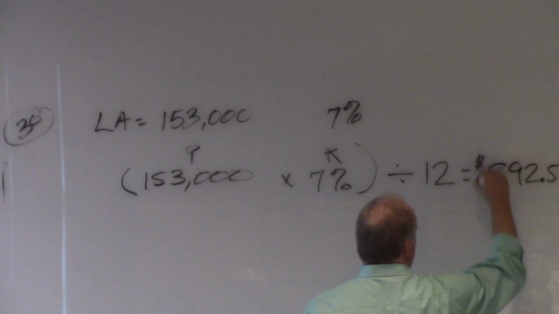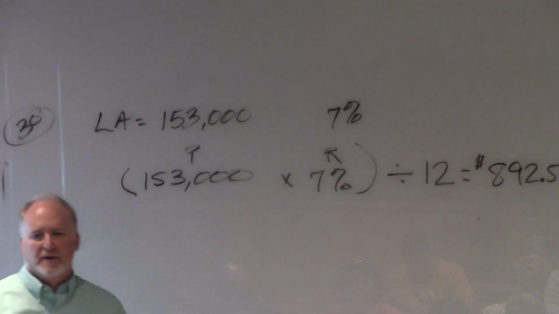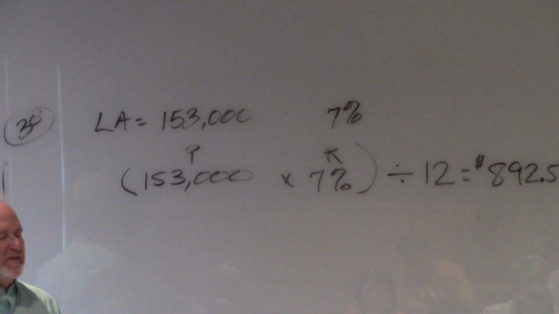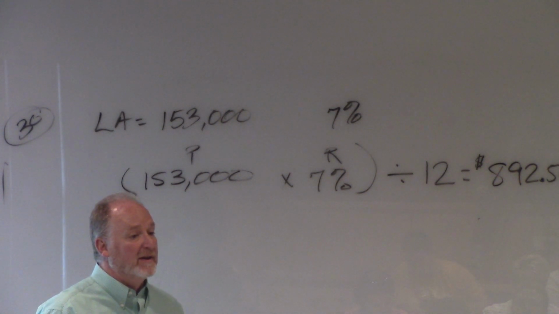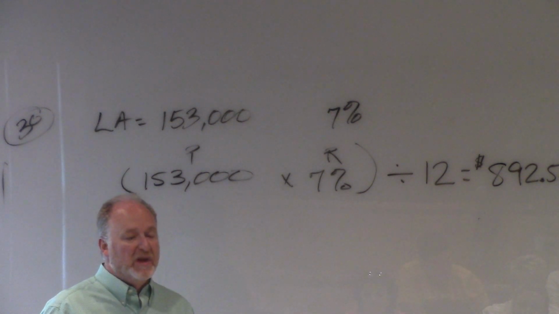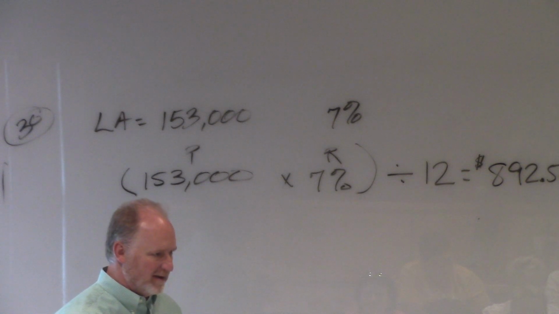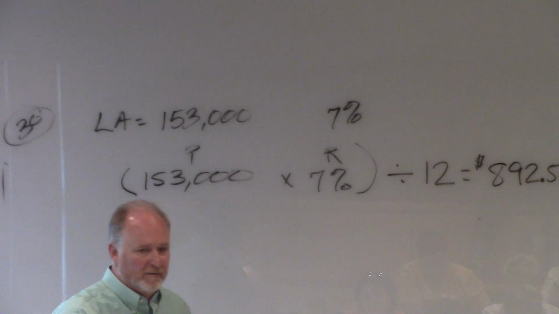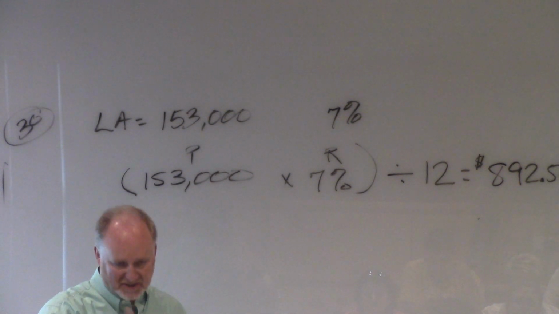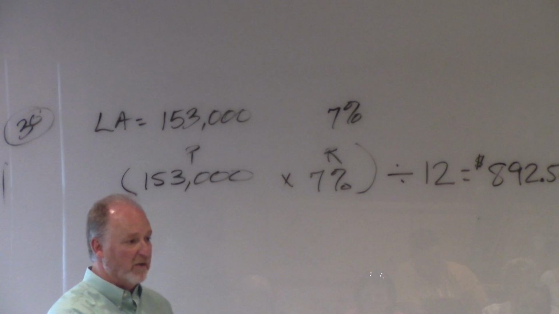And here comes an interesting question I would like you to ask yourself. 892.50 is what? That's the interest. You know how I know it's interest? Because I use the interest formula. That's what I was solving for, okay? And of course, in this case, it's monthly interest because I divided by 12.